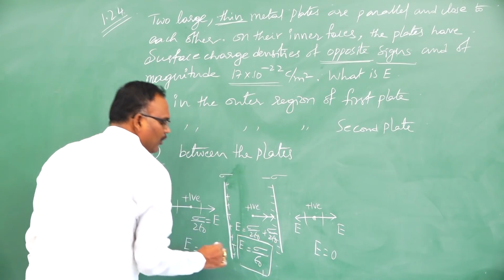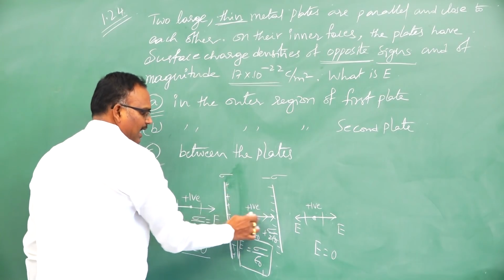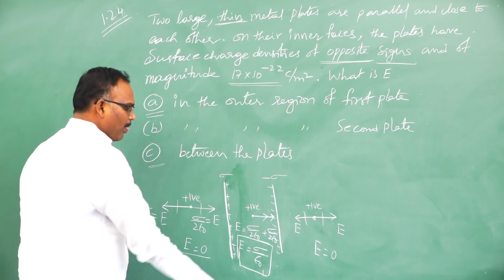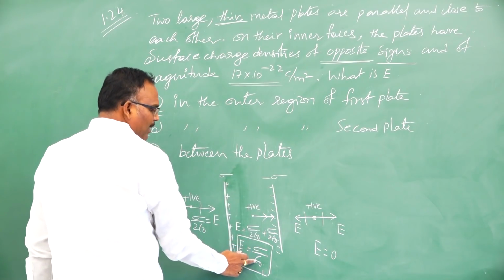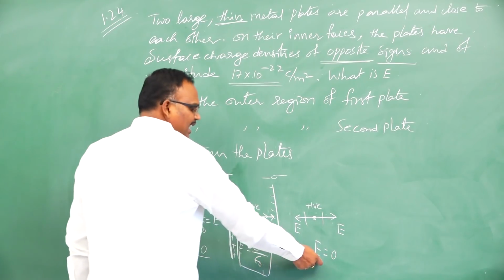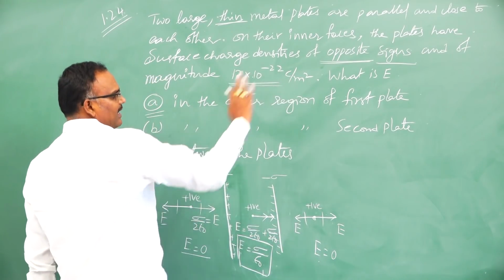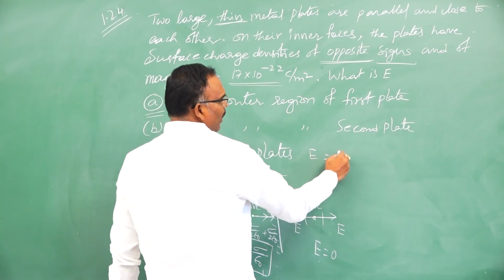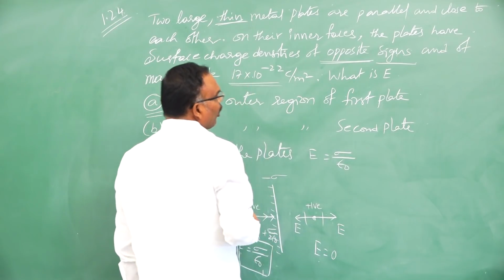And moreover, you have to understand the electric field at any point in this inner region is uniform. Its value is sigma by epsilon naught. So here A is 0, B is 0. So that's why I'll write 0, 0. But between the plates I'll get a numerical value, sigma by epsilon naught.